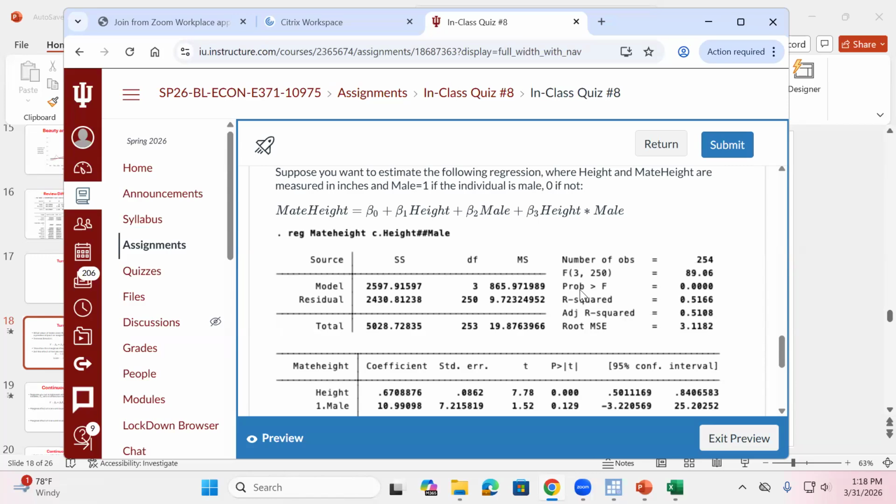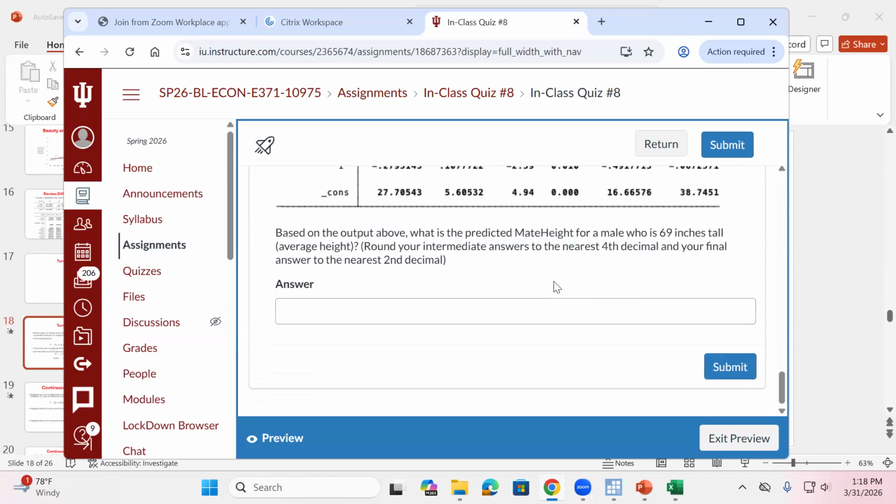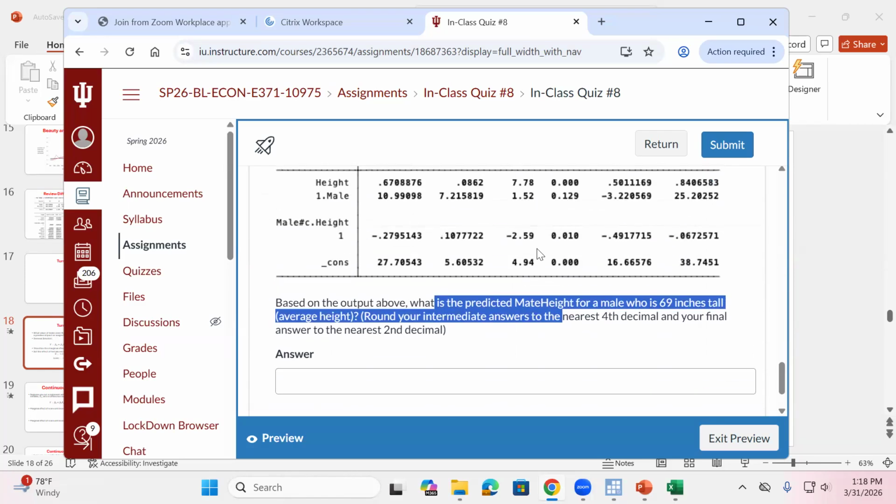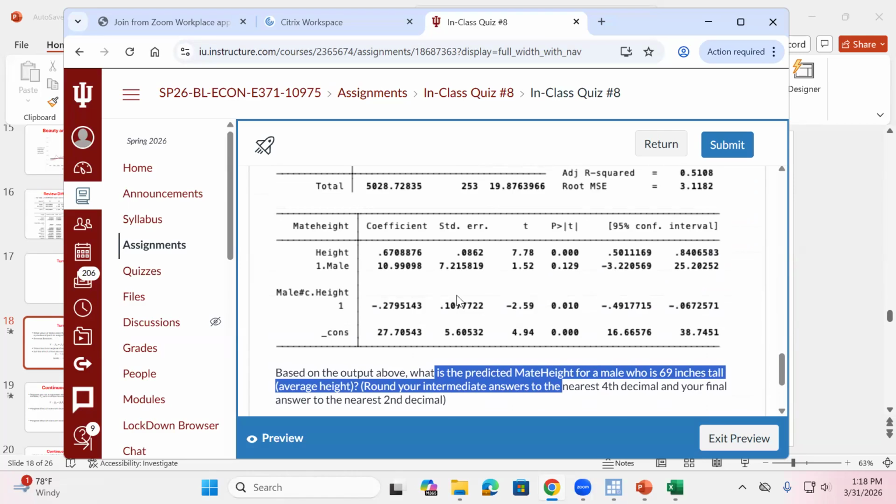Okay. So maybe something a little bit harder, right? If I was looking at this output, what is the predicted mate height for a male who's 69 inches? If I wanted to make predictions, I still use these coefficients, but I'm now not looking at the marginal effect. I'm looking at the total predicted value for that Y variable. So I have these coefficients written down. It's the same thing here. Now, we're using this regression results.